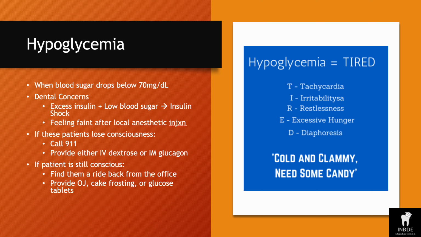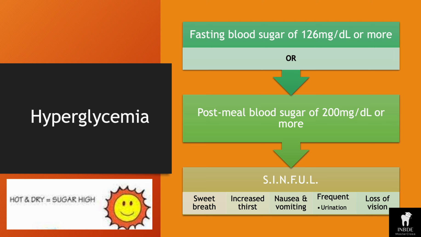And then on the other hand, we have hyperglycemia. With hyperglycemia, patients have a fasting blood sugar of either 126 milligrams per deciliter or higher, or a post-meal blood sugar of 200 milligrams per deciliter or higher. One way to remember the signs and symptoms of hyperglycemia is with the acronym SINFUL. They're going to have sweet ketone breath, increased thirst, nausea and vomiting, frequent urination, and loss of vision. "Hot and dry, sugar high" is another common phrase used to highlight patients suffering from hyperglycemia in a dental school setting.